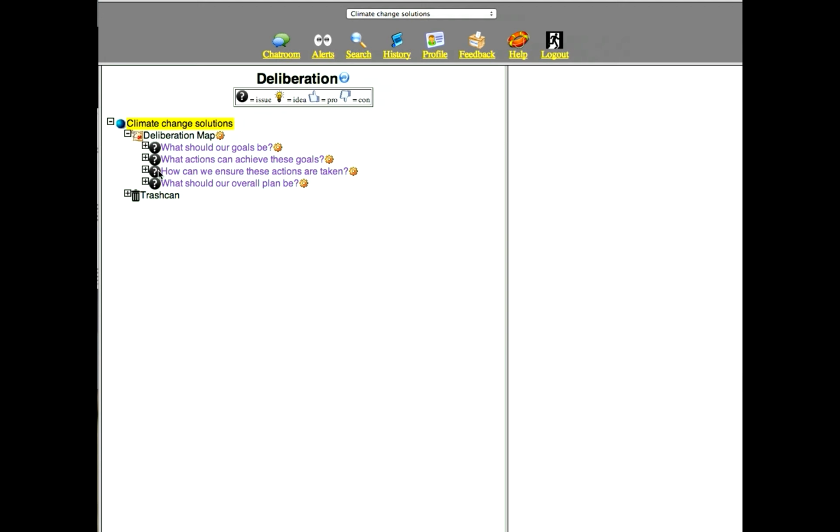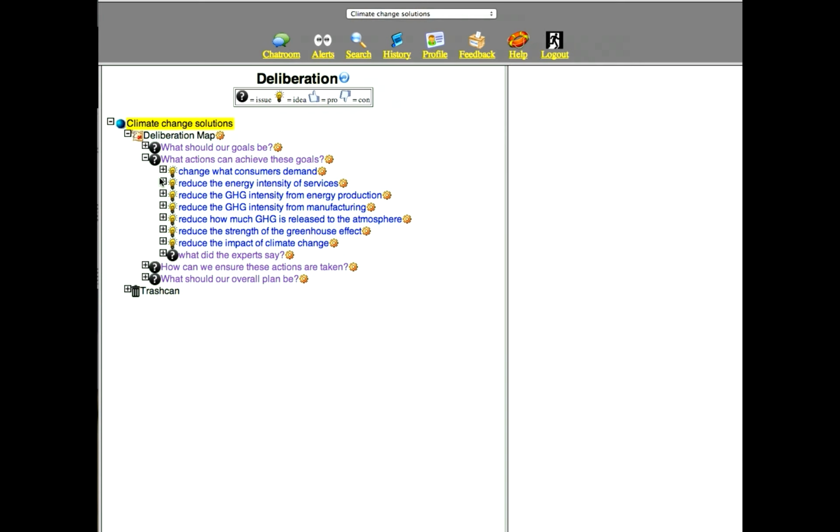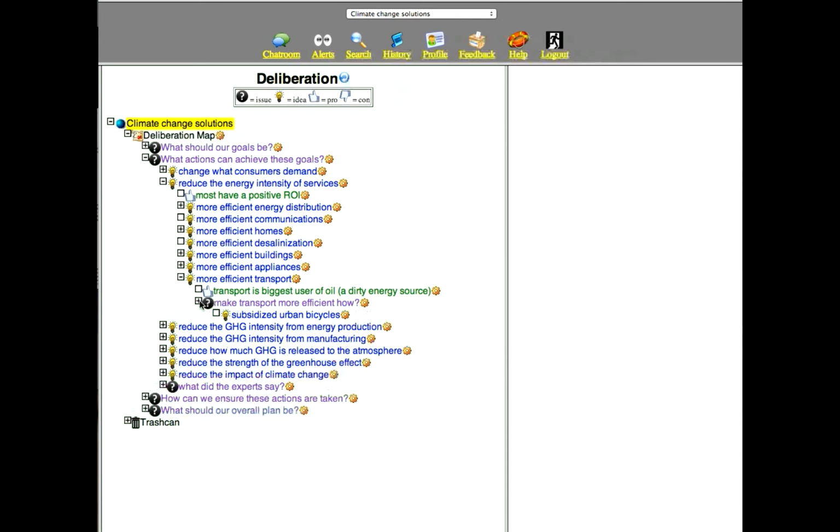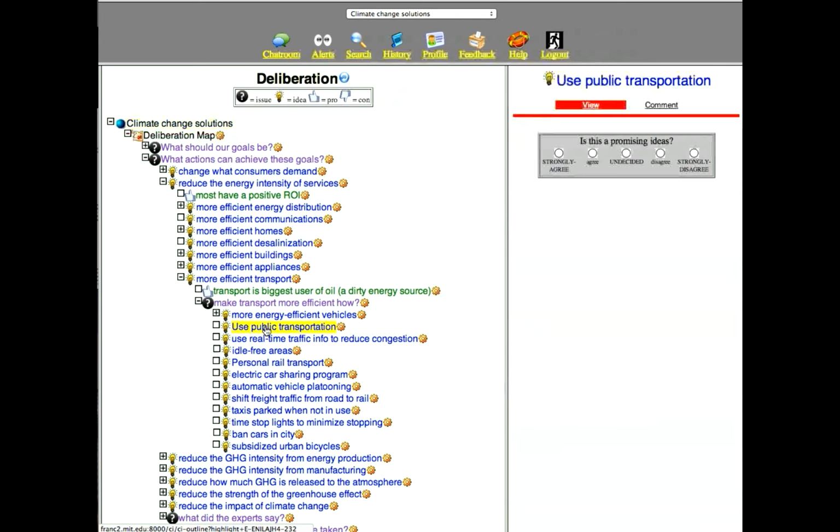So public transport will be an action for achieving climate change fixes, and it would have to do with reducing the energy intensity of services, since transportation is a service. And then we find that there is an area on more efficient transport, which includes, among other things, using public transportation.